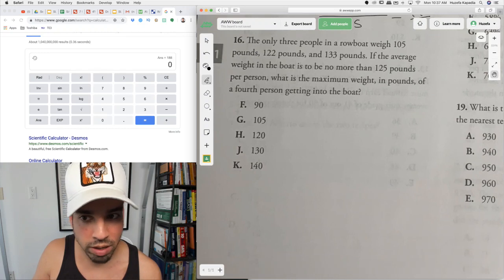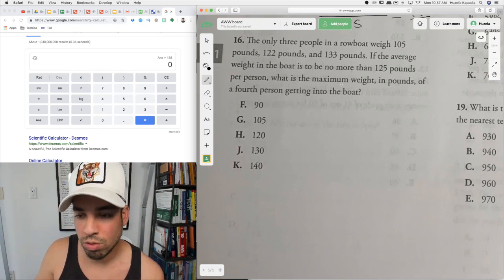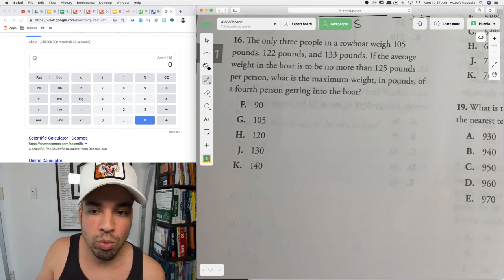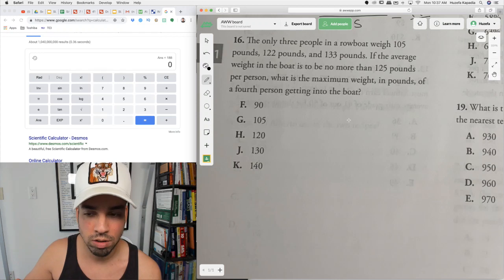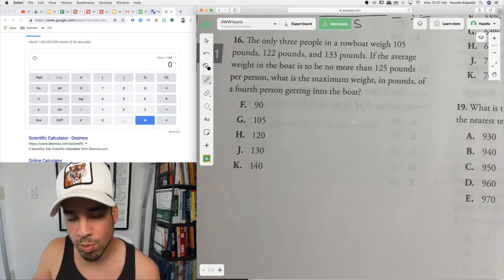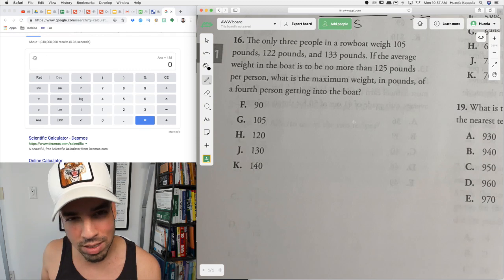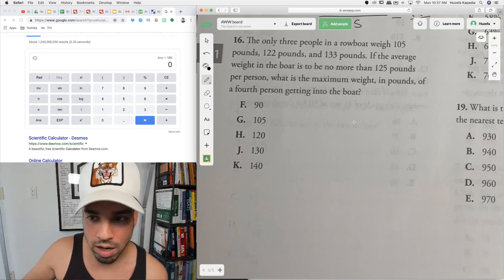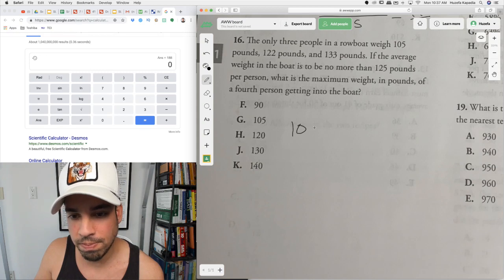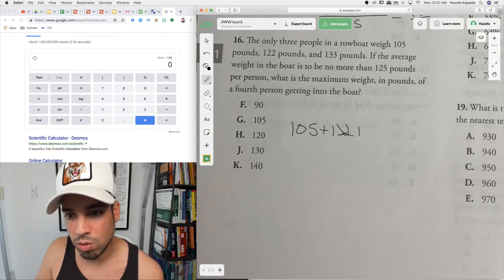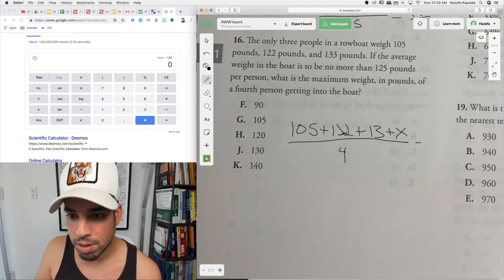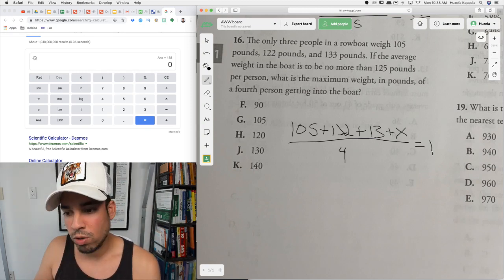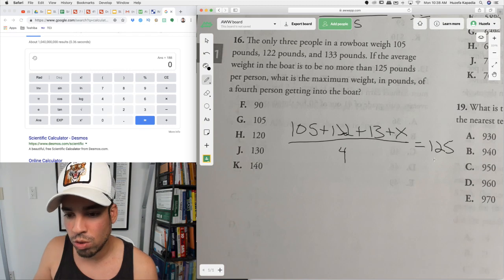Next, the only 3 people in a rowboat weigh 105 pounds, 122, 133. A lot of averages in this stuff. If the average weight in the boat is to be no more than 125, so it can be 125, what is the maximum weight? Yes, it's technically an inequality, but we don't need to phrase it as such because they want the max weight right at 125. So we're taking the average of 105, 122, 133 and some 4th person. Take the average, divide by 4, and it must be no more than 125. So let's get the max weight where it equals 125.